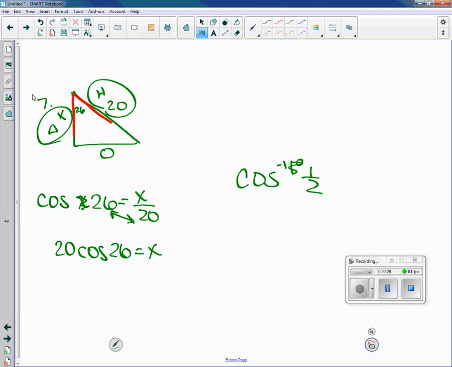Cosine inverse of 1/2. You need to put in your calculator 1 divided by 2. 1 divided by 2, and do not hit it. You can hit enter, I think. Why is mine not trying to turn sideways? All right, 1 divided by 2.